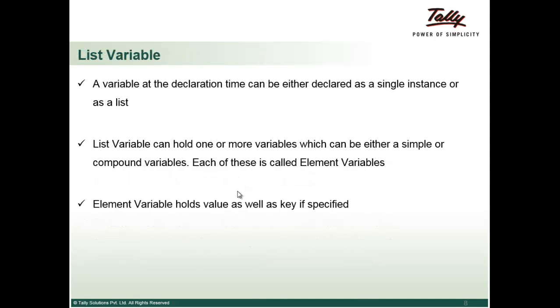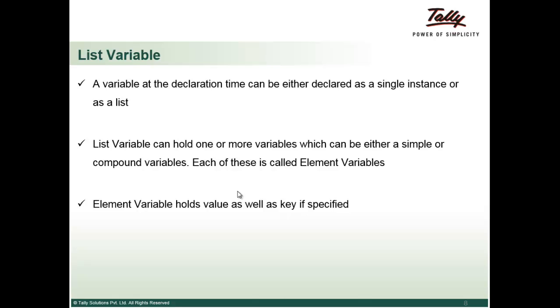So next we have the concept of list variable. We saw a simple variable which stores a single value of a single data type, and a compound variable is something that stores values of different data types. A simple variable and a compound variable have a single instance, but a list variable is something that has an array of instances, that is a list of instances. So a variable at declaration time can be declared either as a single instance or as a list. This is what it means.